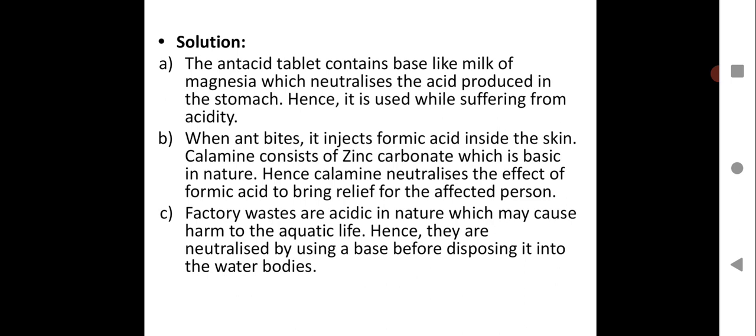The next give reason here: when an ant bites, it injects formic acid inside the skin. The calamine consists of zinc carbonate, which is basic in nature. So the calamine solution at home consists of zinc carbonate, a chemical that is basic in nature, and hence calamine neutralizes the effect of formic acid to bring relief to the affected person. This all we have done.